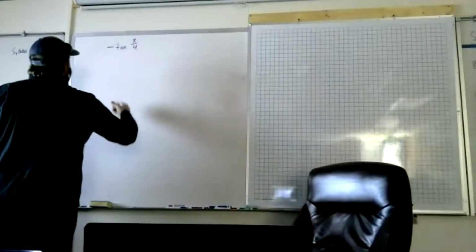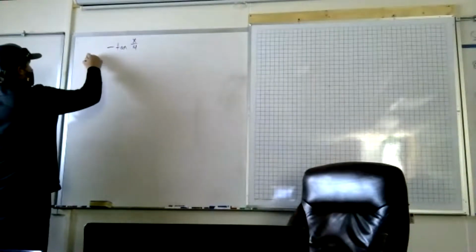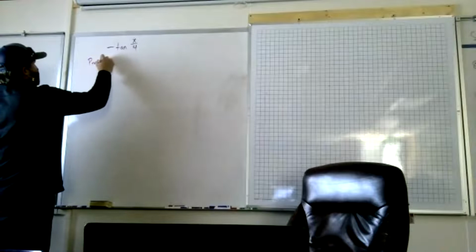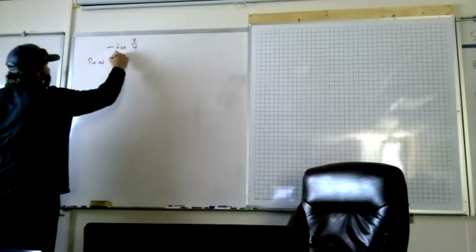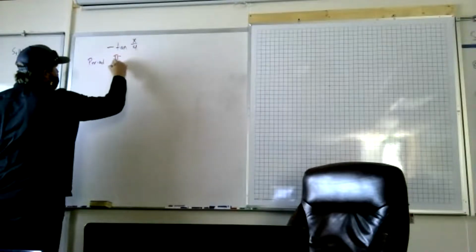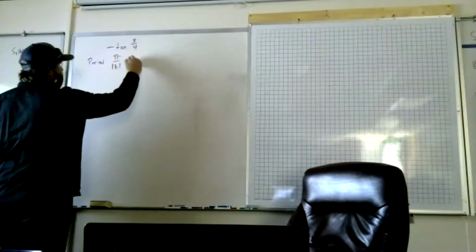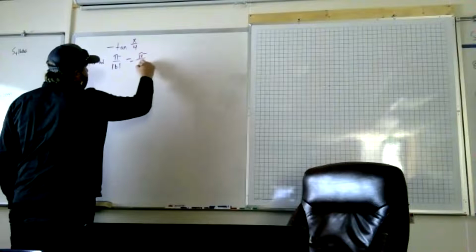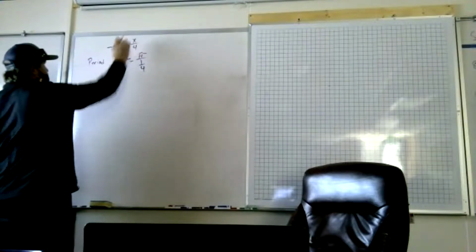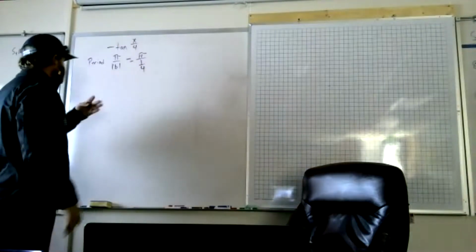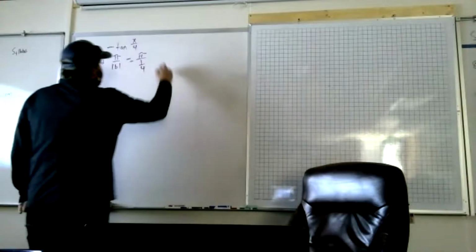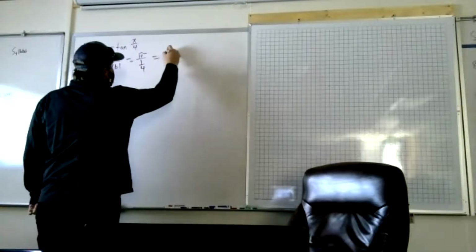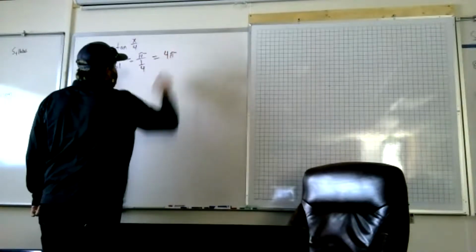First, as always, we want to find the period. So the period is pi over the absolute value of B. In this case, that is pi over 1/4, because it's x over 4, or 1/4 times x, however you want to look at it. And that is equal to 4 pi.